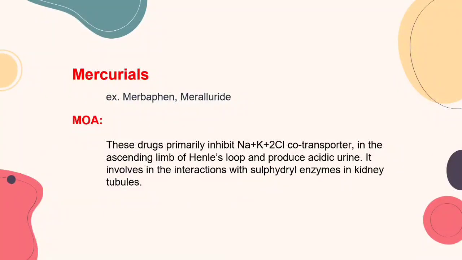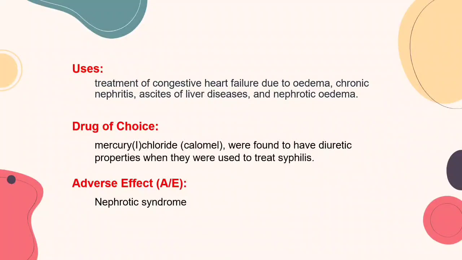It is used for the treatment of congestive heart failure due to edema, chronic nephritis, signs of liver disease, and nephrotic edema. The drug of choice is mercury chloride, or calomel, which was found to have diuretic properties when it was used to treat syphilis. The adverse effect is nephrotic syndrome. The nephrotic syndrome is a collection of symptoms due to kidney damage.